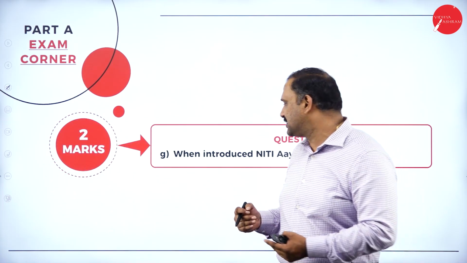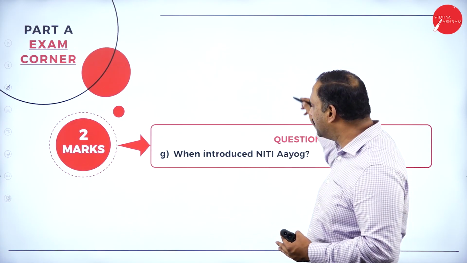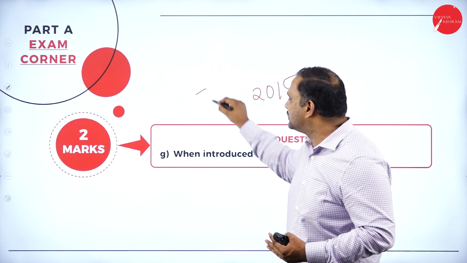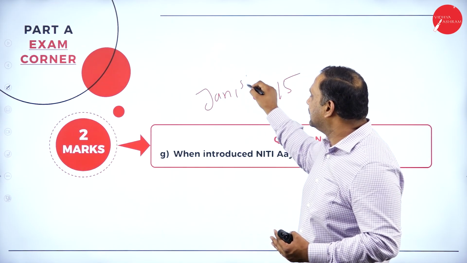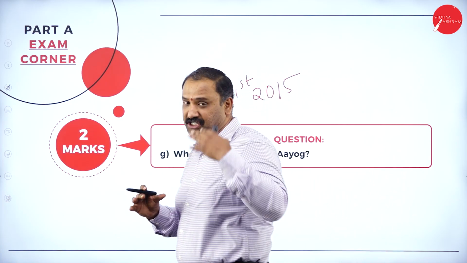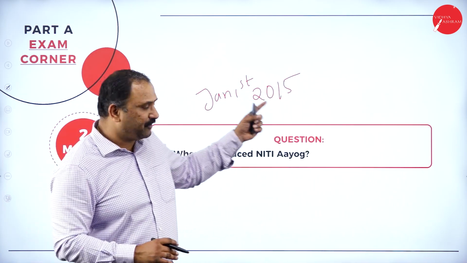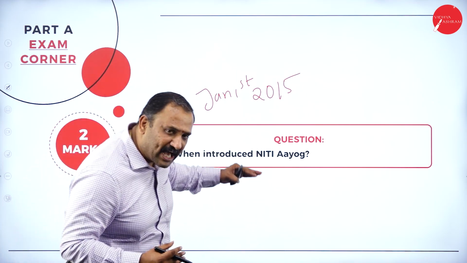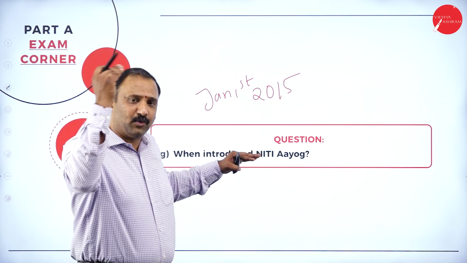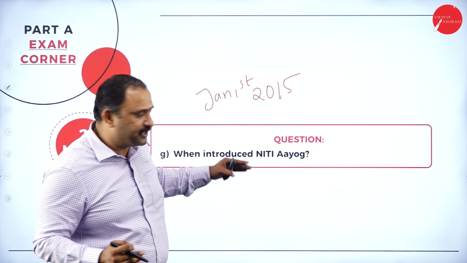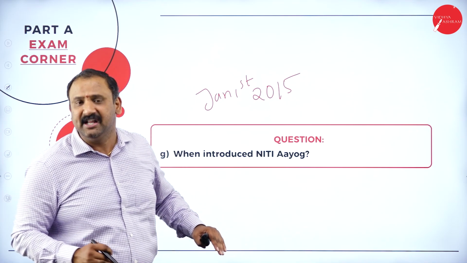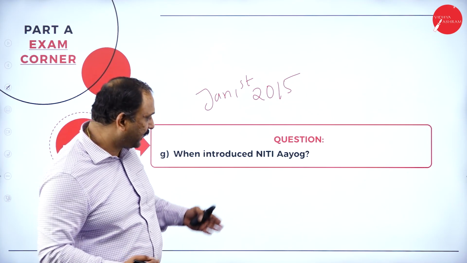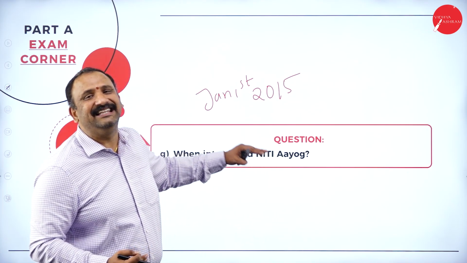All of you know this question. Niti Aayog was introduced in the year 2014, but it came into existence on January 1st, 2015 onwards. In 2014 it was planned; on January 1st, 2015, the Niti Aayog was brought into the system. Niti Aayog was erstwhile called the Planning Commission. After Honorable Prime Minister Narendra Modi took over the government in 2014, the name was changed to Niti Aayog.